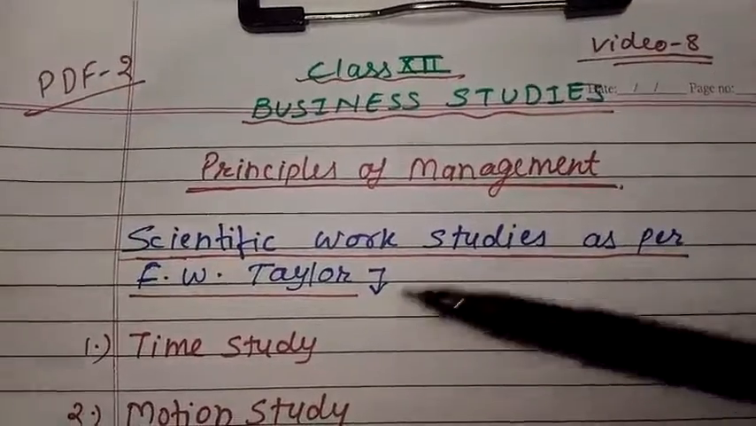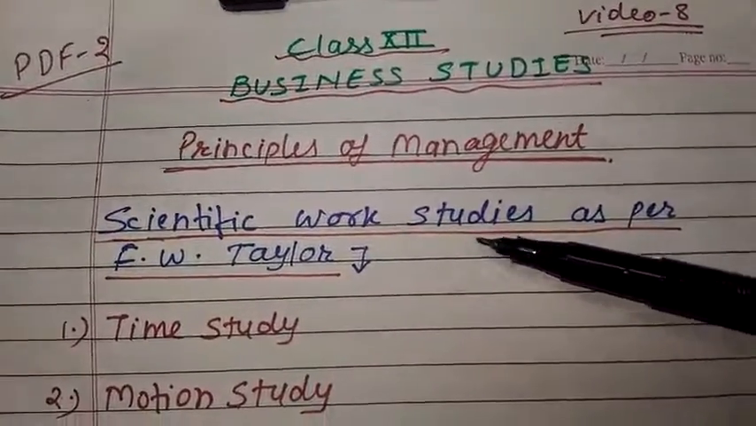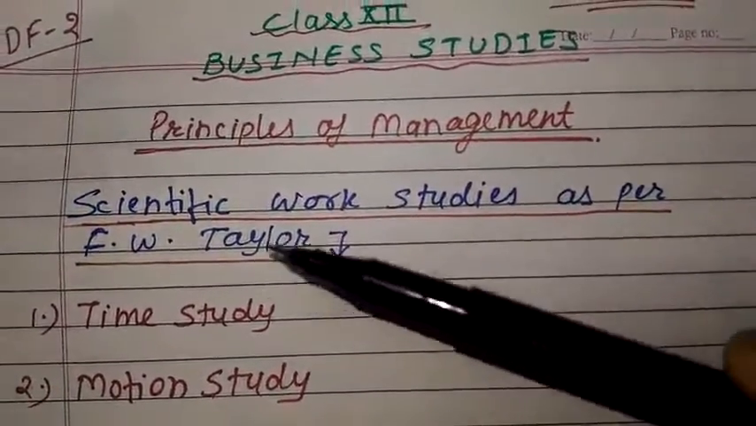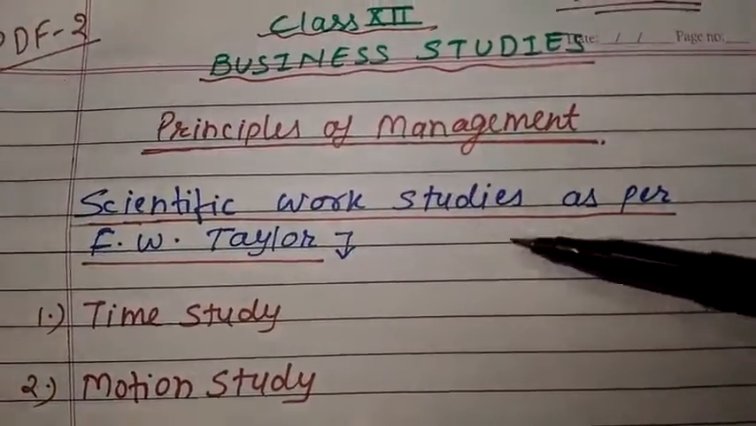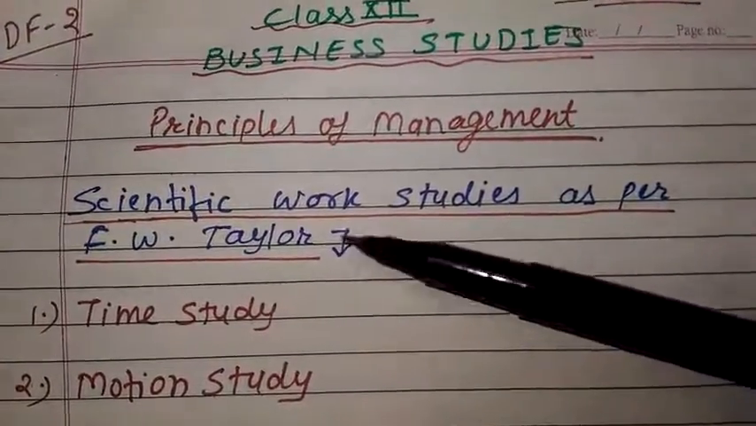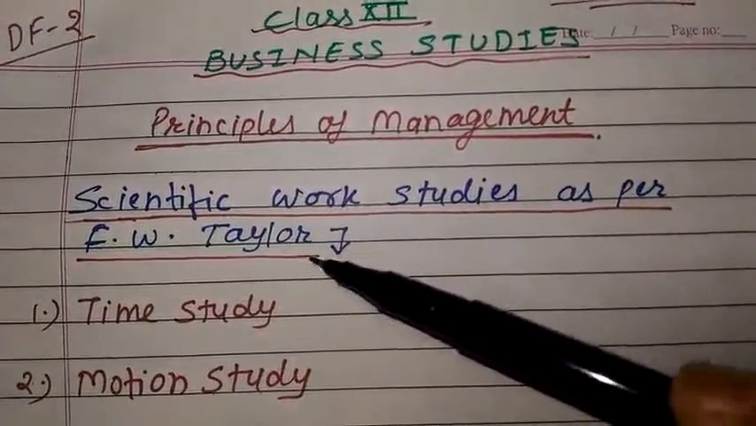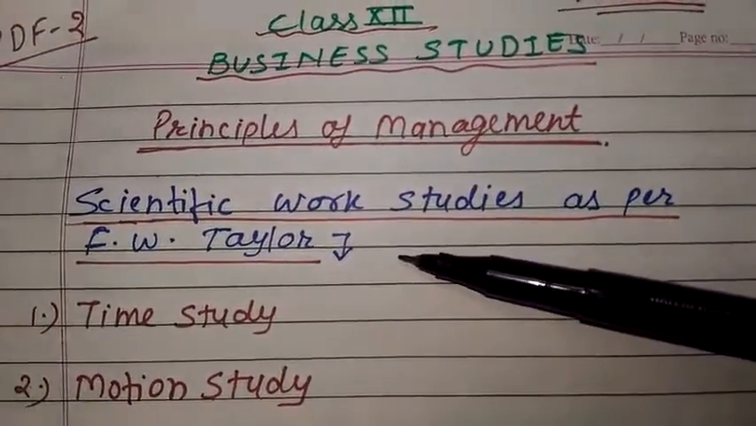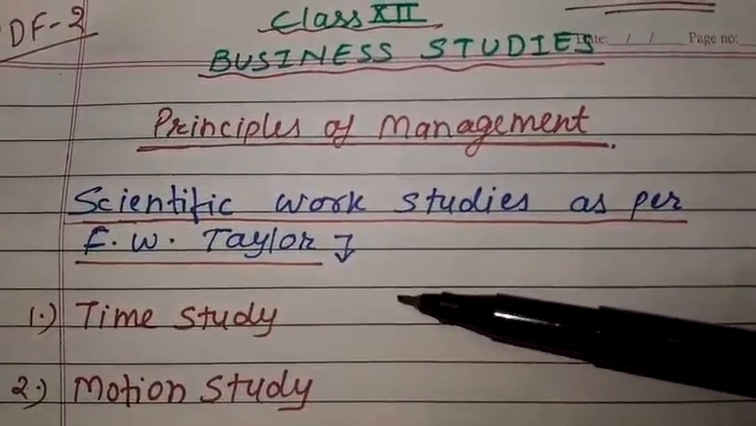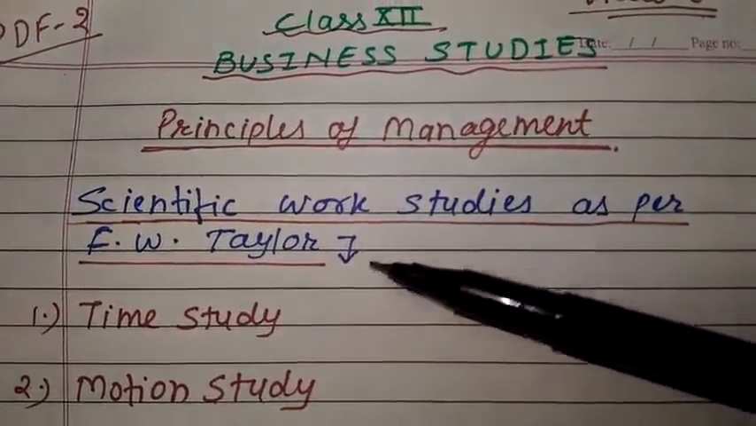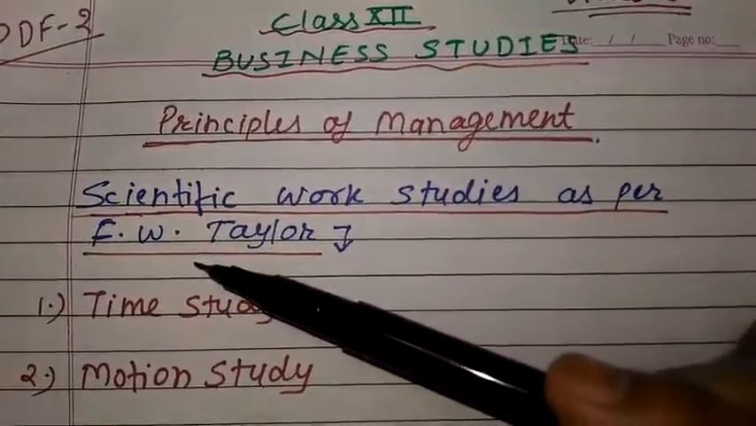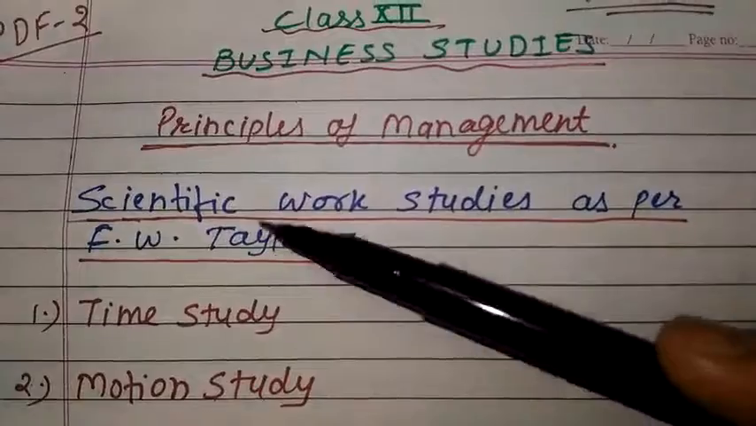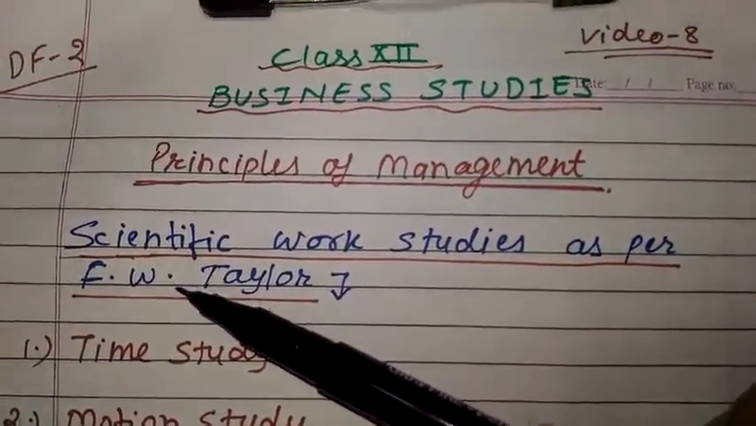Now today, in the principles of management, I am going to explain scientific work studies. So what are the scientific work studies? As per F.W. Taylor, this scientific work study is also a part of the principle of experiment. As I explained in the previous video, under the principle of experiment, different types of experiments were made by F.W. Taylor, under which different studies are made on work. They are called scientific work studies.